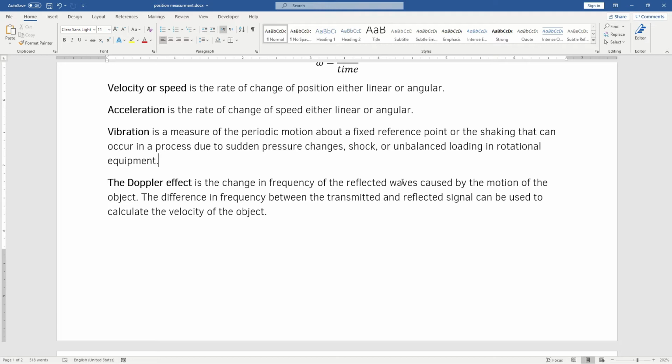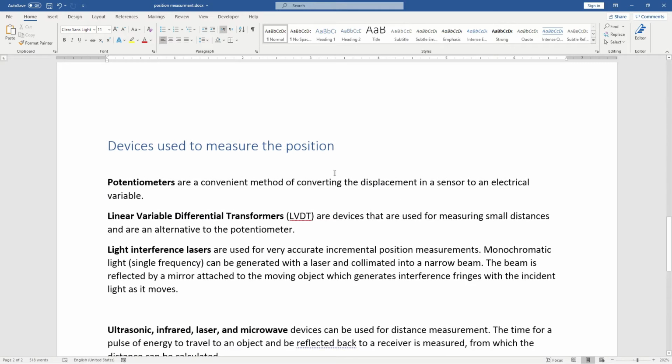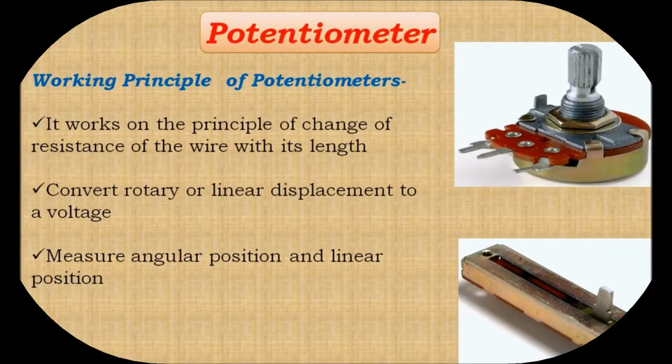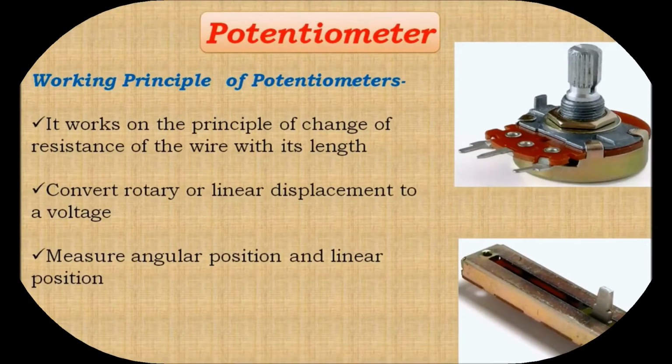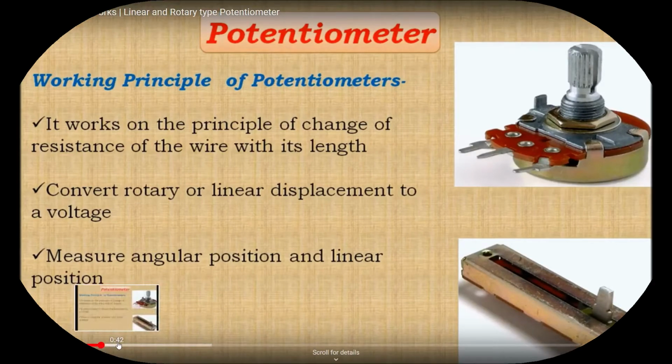Okay, now just go quickly to the devices that you use to measure the position. Okay, one of the devices, potentiometers. It is a convenient method of converting displacement in a sensor to an electric variable. The working principle of the potentiometer is that it works on the change in the resistance of a wire whose length is changed, either by rotary or linear displacement, for the voltage. Then it can measure the position, either angular or linear position.